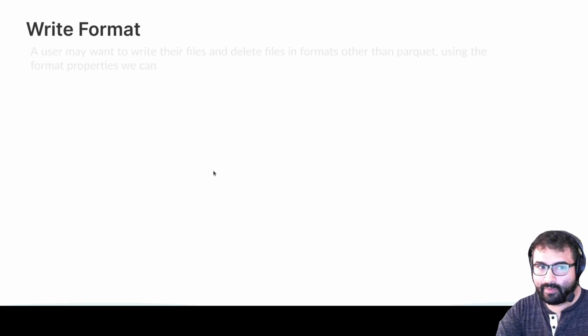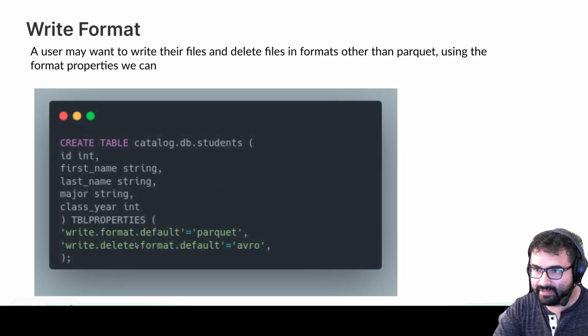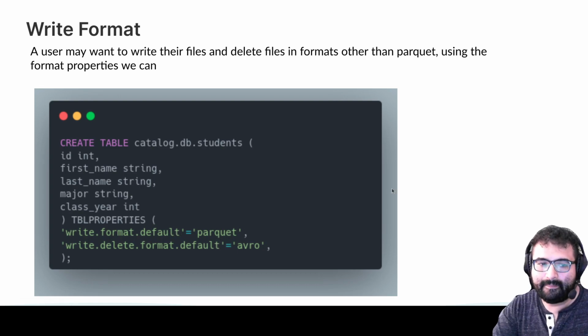Then there's a write format, basically how you want to write the data. For example, you may want to write the data to different types of files. The default is Parquet, but maybe you want to write delete files in a different format, like Avro. So you can choose how you want to write the different types of files that Iceberg needs to write. Generally there's probably not much reason to change it from the defaults, which I think are Parquet, and Avro for delete files. But you have that flexibility if you want to.